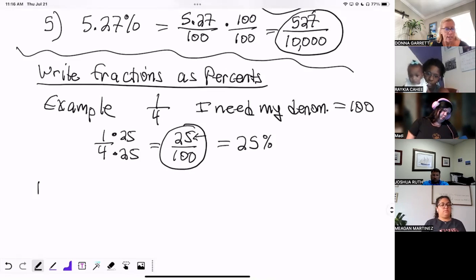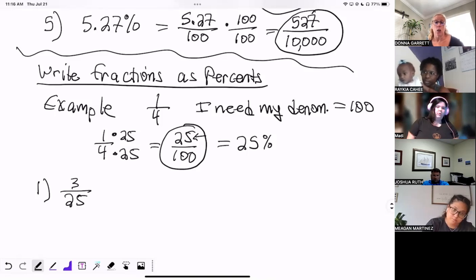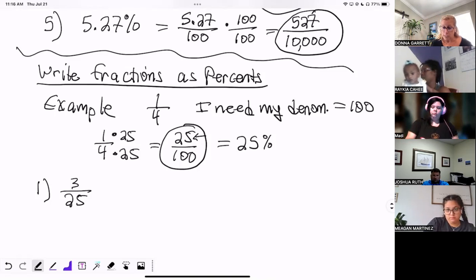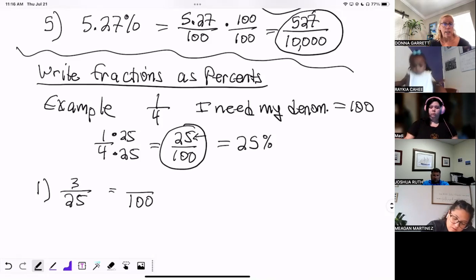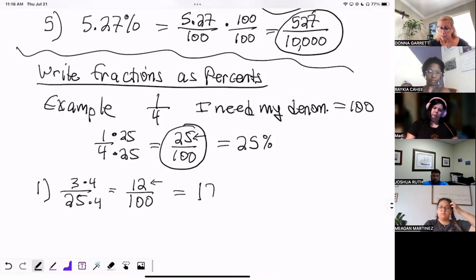That's the idea. Okay, so let's do this one, 3 over 25. I want to make it a percent. So I have to go to a fraction over 100. What can I do? Well, I can multiply 25 by 4 to make 100, which means I'm going to multiply 3 by 4, and that would be 12. That number is my percent. As long as the denominator is 100, that number is your percent: 12%.